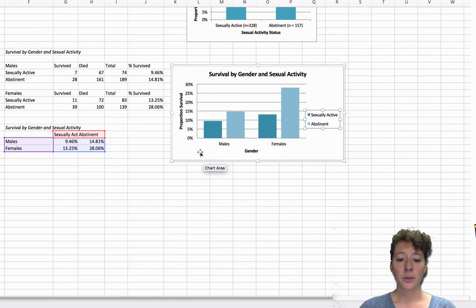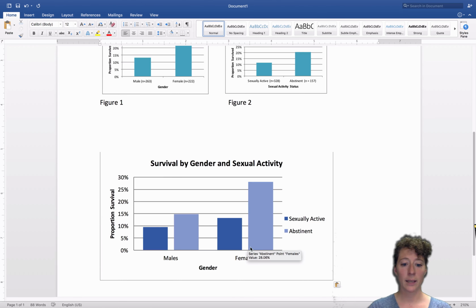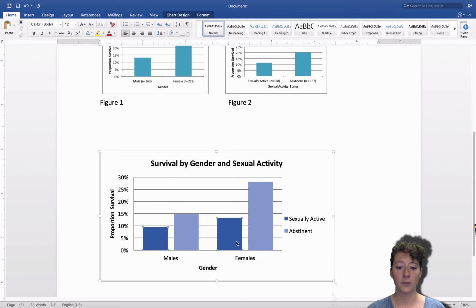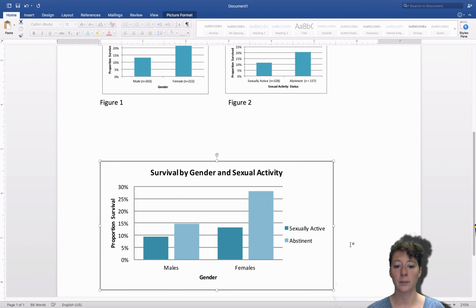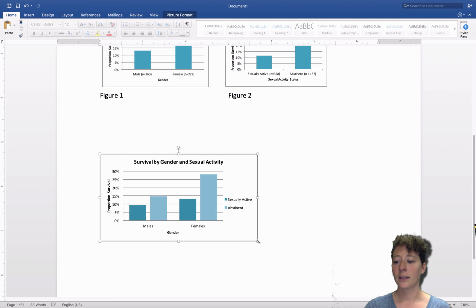So let's put that into our write-up and take that over to my write-up, paste it. So right now it's still in the form where I could change something if I wanted to, but I think I want to keep this as a picture. So again, I have this little toggle, I can paste it as picture. I'm not sure why the colors change, but it's a problem for a different day.